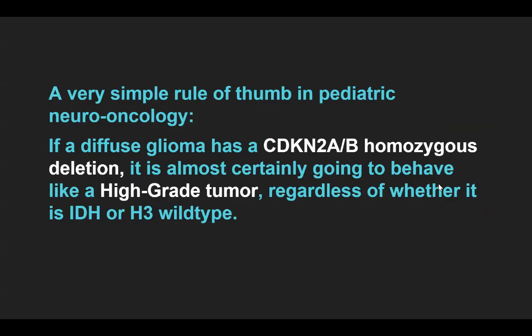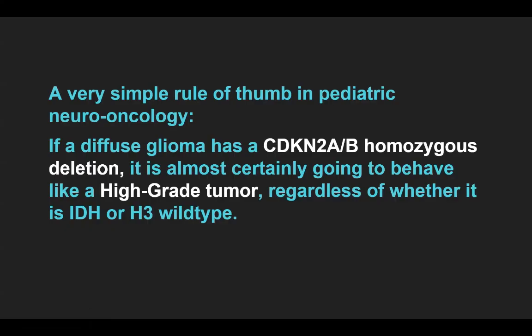So, a very simple rule of thumb in pediatric neuro-oncology: if any diffuse glioma has a CDKN2A or CDKN2B homozygous deletion, it is almost certainly going to behave like a high-grade tumor, regardless of whether it is IDH or H3 wild type. Now, this is completely different from the adult population, where IDH wild type is essentially a diagnosis of grade 4. So it's very important to remember the difference between pediatric and adult neuro-oncology, especially in patients at the border, as in 2021, anyone younger than 25.